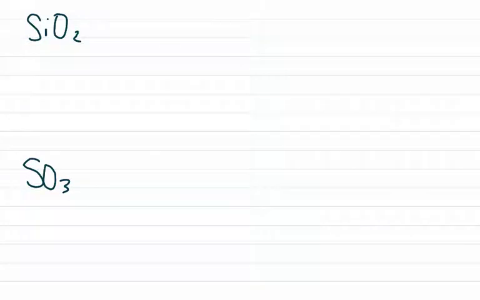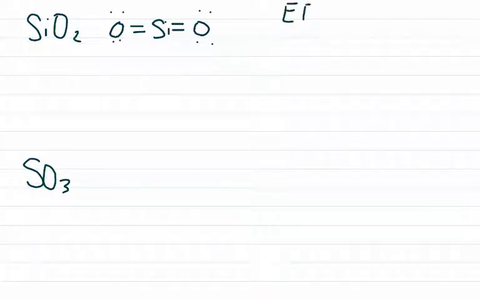Silicon dioxide has the Lewis structure that looks like this. Now silicon dioxide, if we want to calculate its electron domain number, it is only bonded to 2 different atoms. So silicon is bonded to 2 oxygens. There aren't any lone pairs on the silicon, so that means the electron domain number is 2.